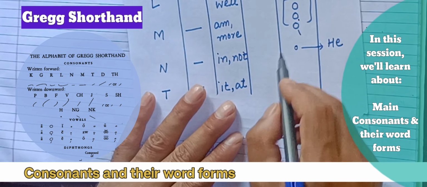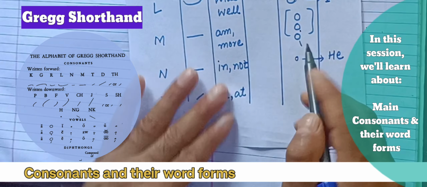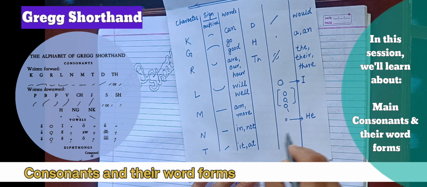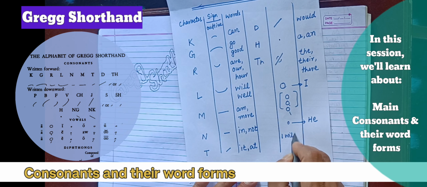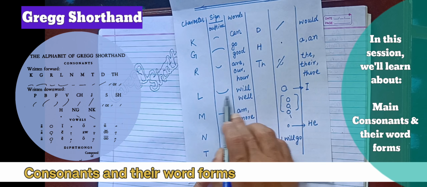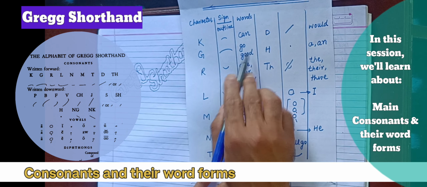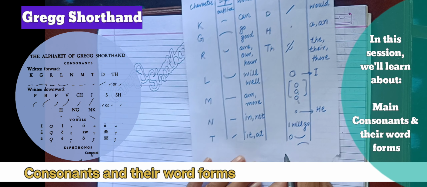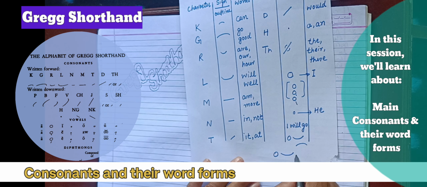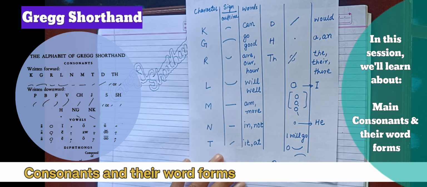Now I'll give an example. What if I have to write I will go? I will go in Gregg Shorthand. How do we write this? I is like this. I will. How do we write will? Will, well. So will. How do we write go? This is go or good. So we'll write it like this. I will go. Or we can also blend them together, join these two together. This can become I will go. This is also the way we can write it.